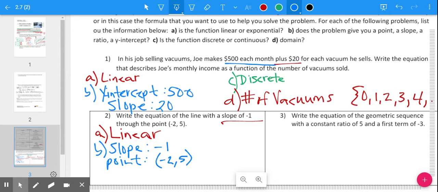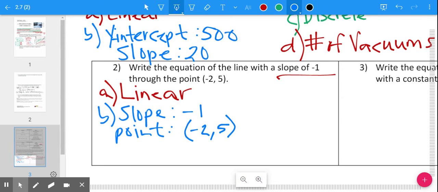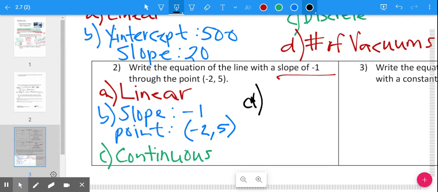Part C says, is it discrete or continuous? Because there's no context, like whatever we're losing one of, this is continuous. There's no words to tell us the limitations. Therefore, this is continuous. And then D, your domain. Because it's continuous, there's no context. Our domain would be -infinity to +infinity because it's just going to be a line on a graph.